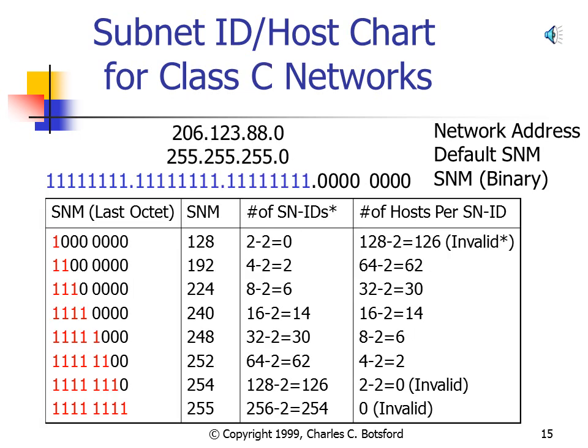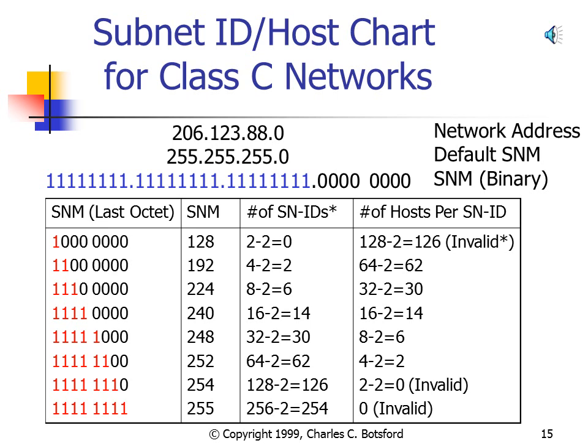Now here's the same chart for Class C networks. Now in this situation we've been assigned the Class C address 206.123.88.0. Now according to the specification, a Class C network has the first 3 octets dedicated to the network ID, and then the last octet is the host ID. So when we do subnetting, we do it on the 4th octet.